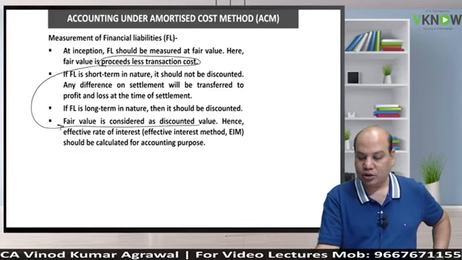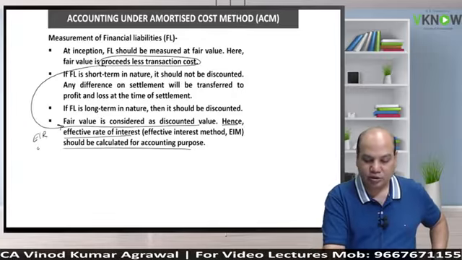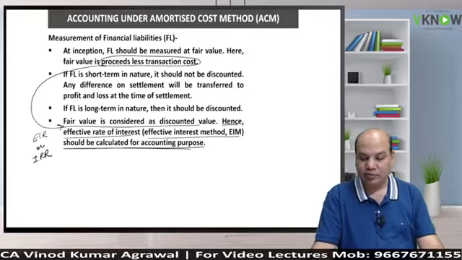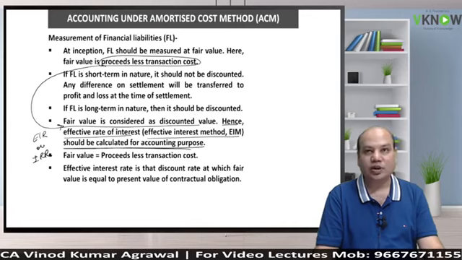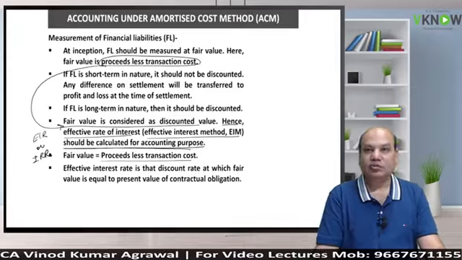But then how do we do the subsequent accounting? The subsequent accounting will be done by computing what is called effective interest rate, EIR. Effective interest rate, or in your language IRR, internal rate of return, same thing. So subsequent accounting will be done by using the effective interest rate method. So I will summarize for you. Fair value is equal to proceeds minus transaction cost, assuming transactions are at normal terms.